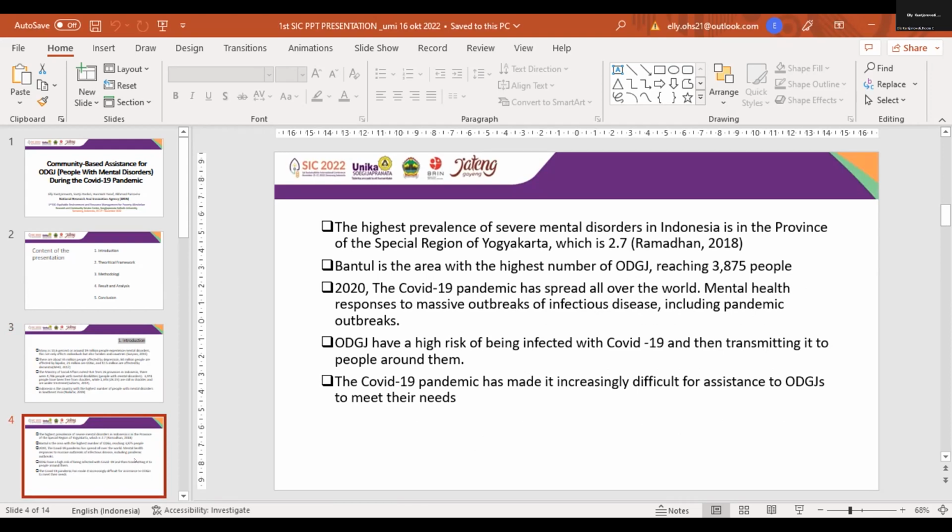And number three, in 2020, the COVID-19 pandemic has spread all over the world. Mental health responses to massive outbreaks of infectious disease, including pandemic outbreaks. ODGJ have a high risk of being infected with COVID-19 and then transmitting it to people around them. The COVID-19 pandemic has made it increasingly difficult for assistants to ODGJs to meet their needs.